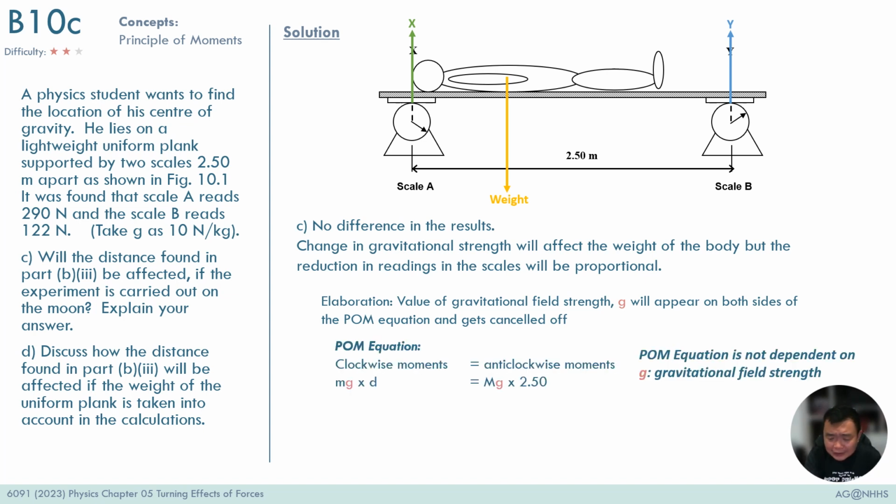So this is an example of a POM equation. On the left hand side, which is the clockwise moments, I have a weight which is mg multiplied by a perpendicular distance. Similarly, on the right hand side, I have another weight which is mg again multiplied by a perpendicular distance. And notice that g appears on both sides of the equation, and mathematically it will just cancel off without any effect on the overall equation.